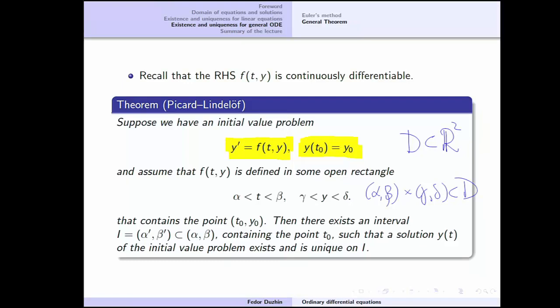So further, suppose that of course the initial condition is a certain point on the plane ty and it must belong to the domain. So what we want to say is that this point also belongs to this rectangle, so the point t0, y0 belongs to the rectangle. So then the conclusion of the theorem is that there exists a probably smaller interval. So notice that there is an interval alpha prime beta prime that contains the point t0, but it may be smaller than the interval from alpha to beta. And on this interval, a solution of the initial value problem exists and is unique. Right? So, exists means that there is some function that satisfies the differential equation, and unique means that there is only one such function.